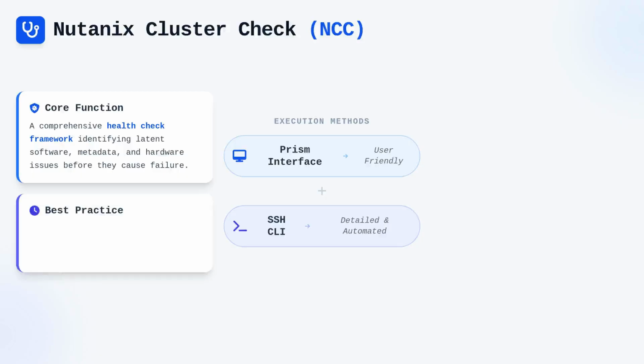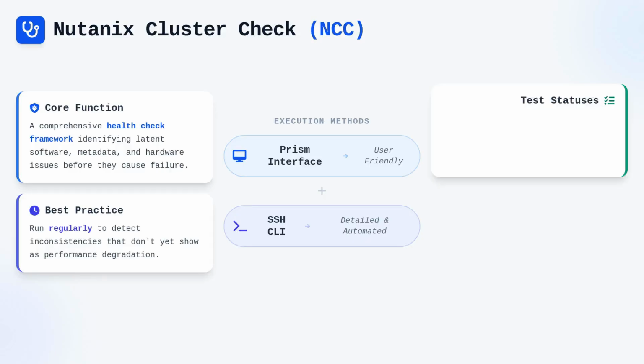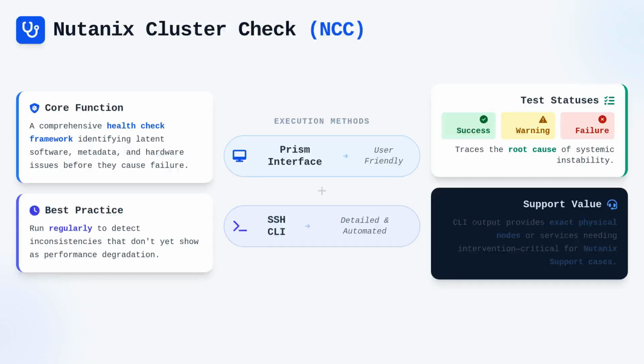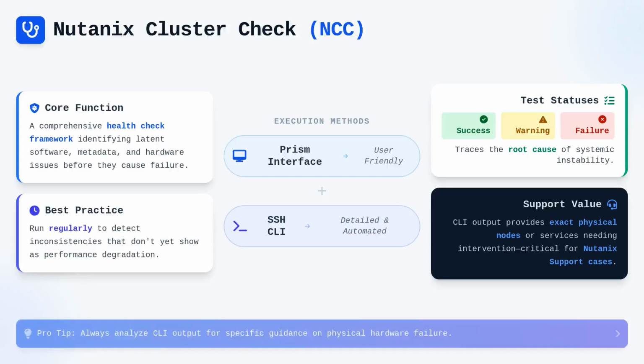Running NCC regularly is a best practice, as it detects inconsistencies that might not yet manifest as performance degradation in the dashboard. When you execute an NCC check, the system outputs a status of success, warning, or failure for every test case, allowing you to trace the root cause of systemic instability. I strongly recommend interpreting the command line output carefully, as it often provides specific guidance on the exact physical node or service that requires intervention, which is instrumental when filing support cases with Nutanix.